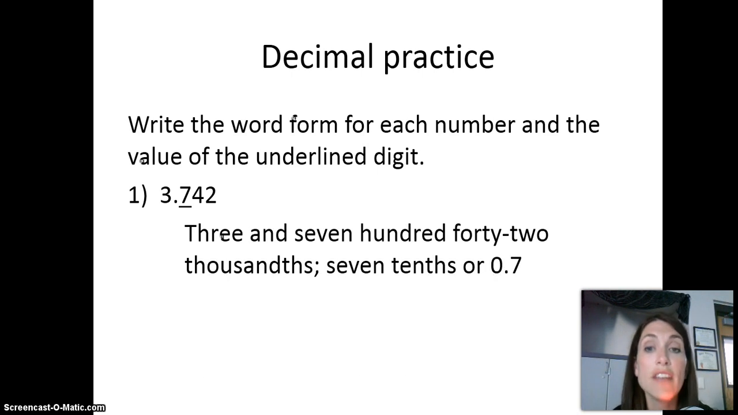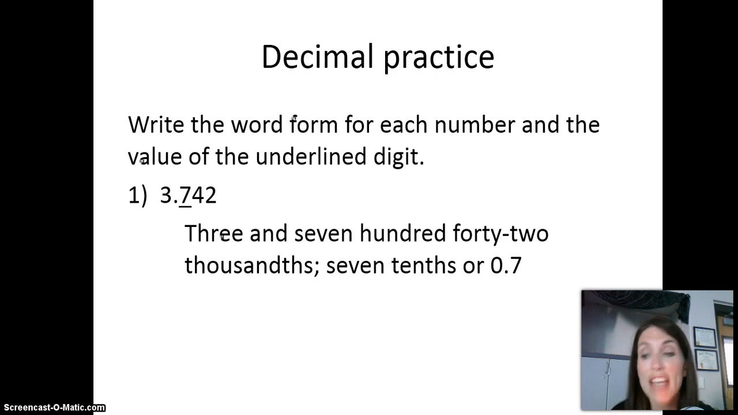3 and 742 thousandths is what that should look like written in word form. You'll notice that we put a hyphen between forty and two. That's what we do when we have numbers like that, and we'll practice that tomorrow in class. Now, whenever we tell the value of the underlined digit, I wrote it here in word form and also in number form. So the value of the 7 in our number is 7/10.